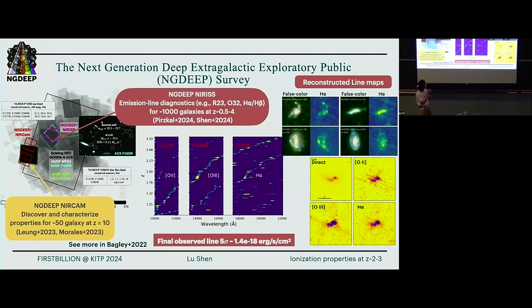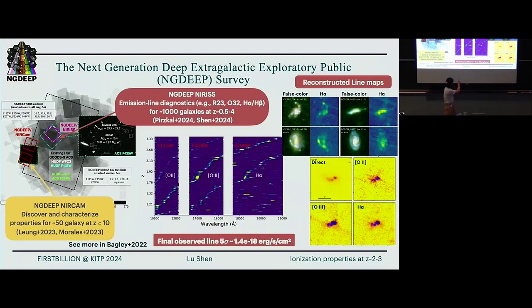One is the NIRISS part, and it's pointing at the Hubble Ultra Deep Field. The goal is to study emission line diagnostics for low mass galaxies, 10 to the 7 to 10 to the 9 solar masses, at redshift 0.5 to 4. And in the NIRCam part, we're doing very deep NIRCam imaging, and the goal is to discover and characterize high redshift galaxies.